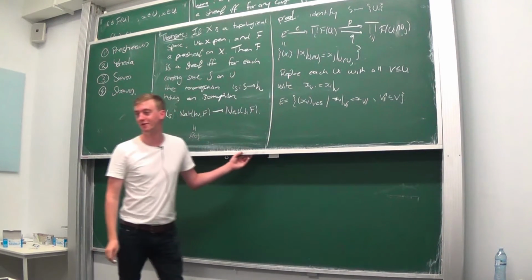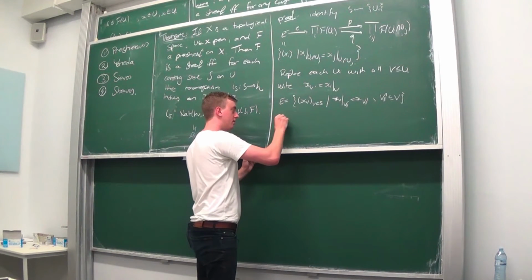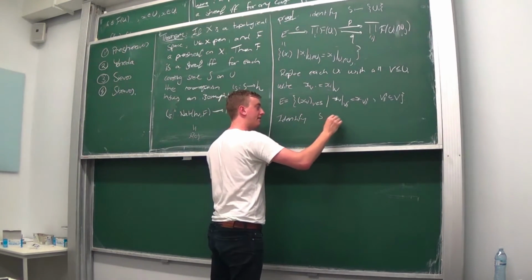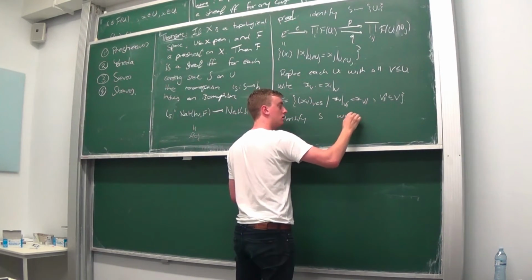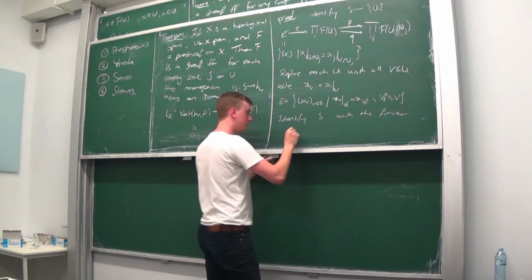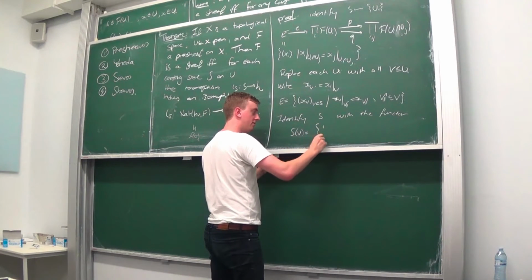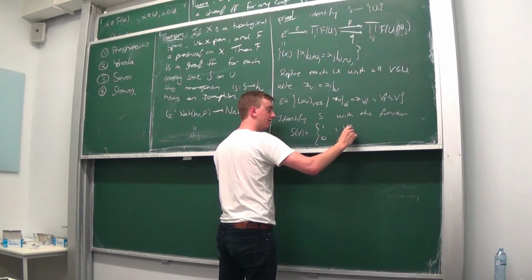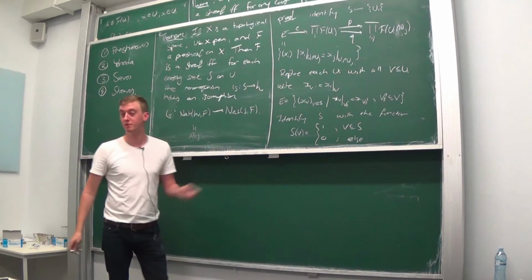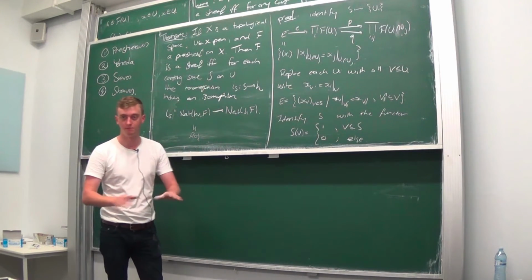V prime. It's just a notational mistake. Okay. Now, identify S, the sieve, with the functor acting by S of V equals 1 if V is in S and 0 else. So by V being in S, I mean V is the domain of some morphism in S. I'm using that abuse.